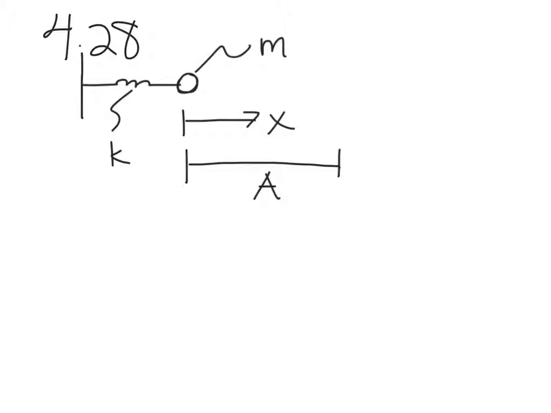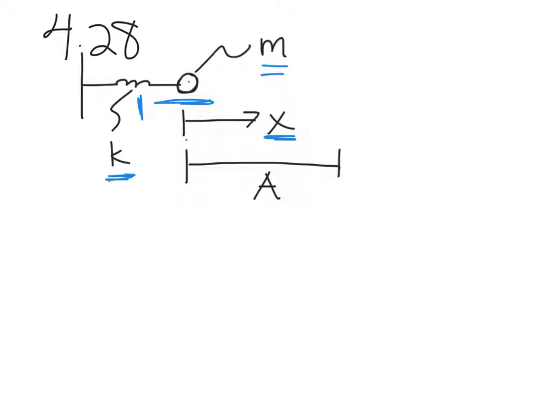So here's a basic physical setup for the system described in problem 4.28. We've got a mass, m, at the end of a spring with a spring constant k. This mass can only move back and forth along the x direction, and so we're going to measure the displacement of this mass from equilibrium, that is, from the point at which the spring is no longer pushing or pulling on the mass. We're going to measure that displacement from equilibrium using the coordinate x.